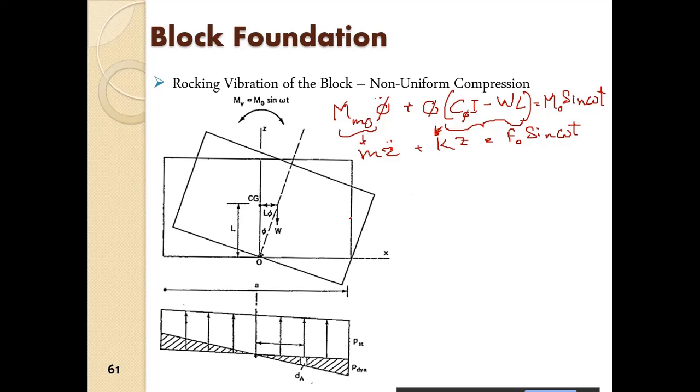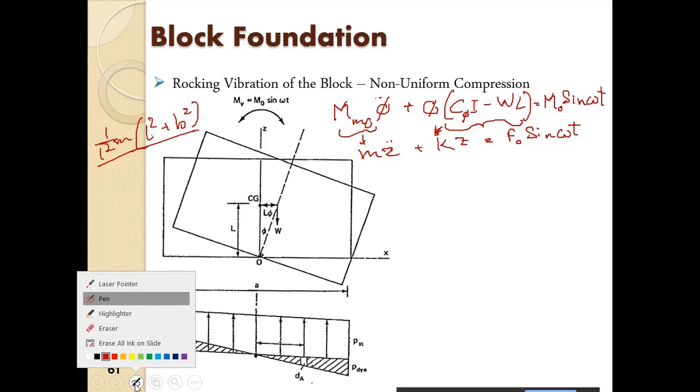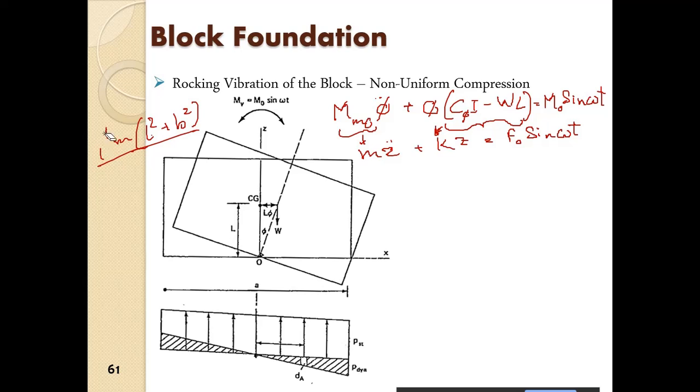So mass moment of inertia you can easily find out. If it is about the y axis, about this axis, it will be 1 by 12 mass into length square plus breadth square. So that you can easily find out. It is very easy to find out. So that is the moment of inertia about the axis.